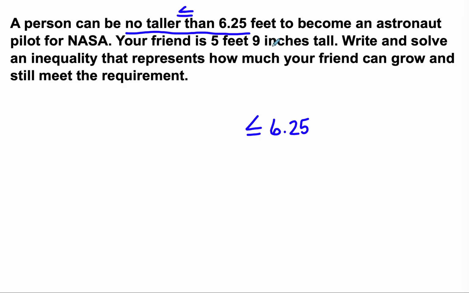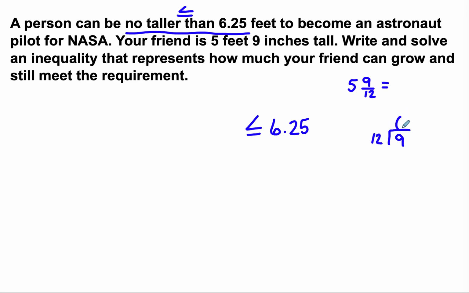Now here our friend is 5 feet 9 inches tall. Here we have decimal feet. Here we have inches. We're going to change our inches into a decimal so that we can compare those values. So 5 feet 9 inches is like 5 9/12. 12 inches in a foot, and we know 9 of them. So to make that into a decimal, I would have to divide.